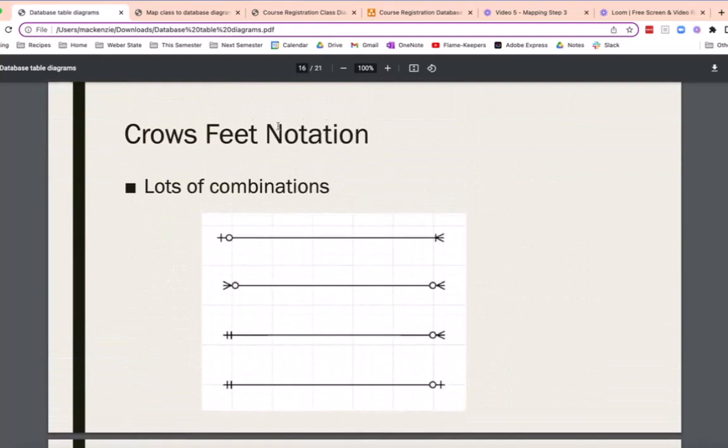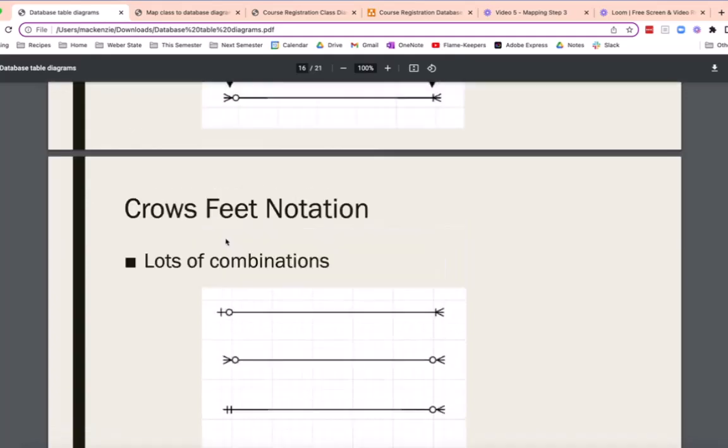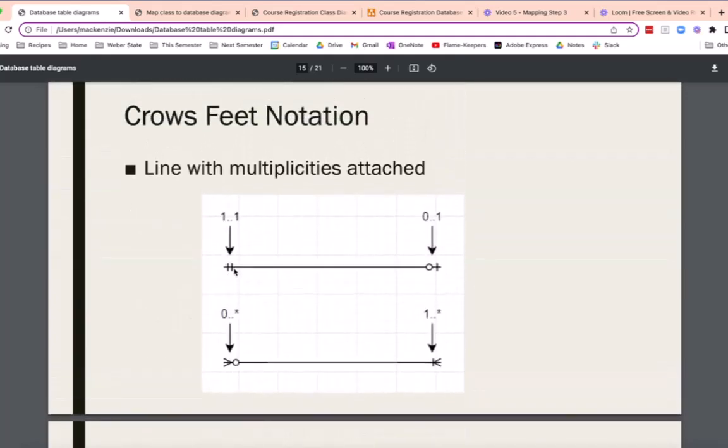So we have crow's feet notation in database table diagramming. The arrows are a little bit different here, as you can see, to determine what multiplicity we have. These actually talk about relationship and multiplicity. So we can see that if it has this little line here, this means 1, and this 0 means 0. So this is essentially saying the same thing. Oh, here we go. We have this one here too. We have this 0 and 1, which is what we were just looking at, says 0 or 1. So this means 0 or 1.